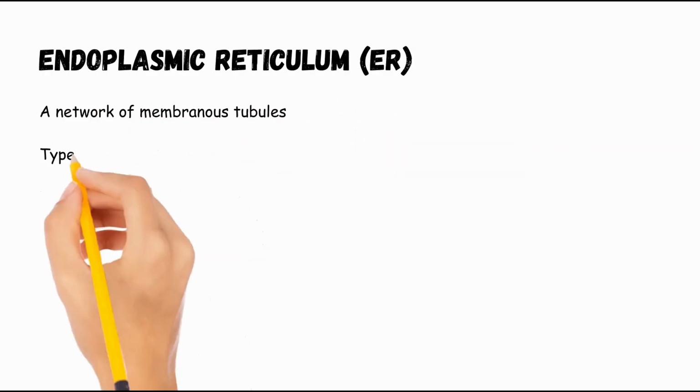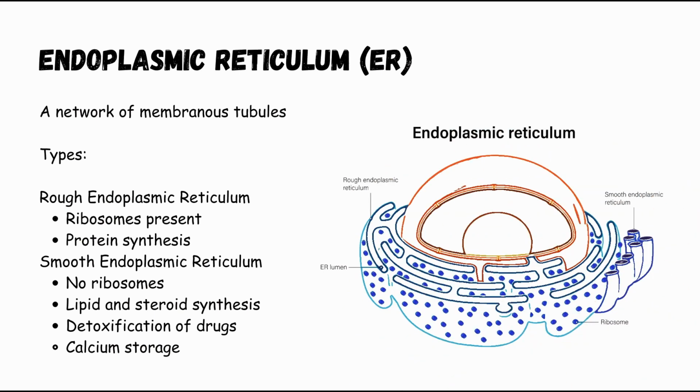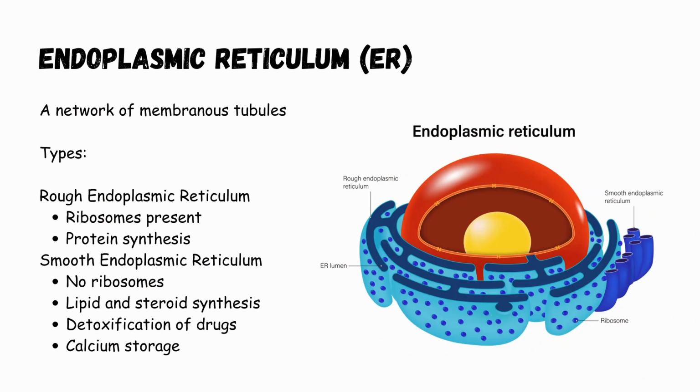The endoplasmic reticulum is a network of membranous tubules involved in synthesis and transport. There are two types: rough ER and smooth ER. Rough ER has ribosomes on its surface and is involved in protein synthesis. Smooth ER lacks ribosomes and is involved in lipid and steroid synthesis, detoxification of drugs, and calcium storage. Thus, ER plays a vital role in metabolism and transport.